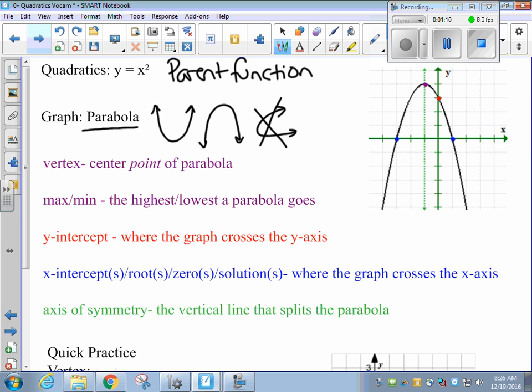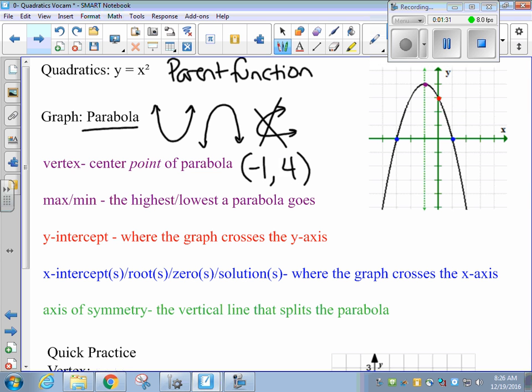Next, we have the vertex, which is the center point of our parabola. Now, if you look at the graph to the right, our vertex is labeled in purple. It occurs right in the center. And if we look closely, we see that our vertex occurs at (-1, 4). Okay, so the vertex is always going to be a point.